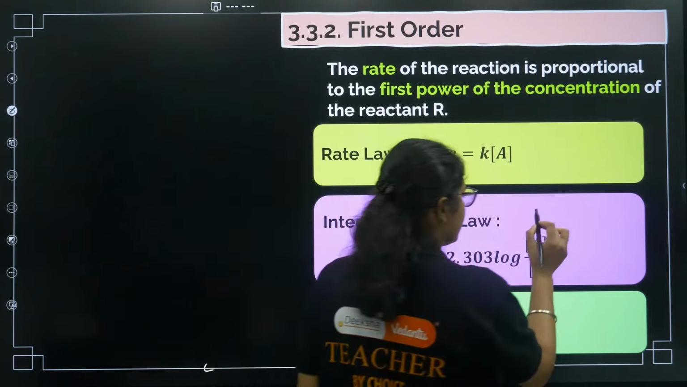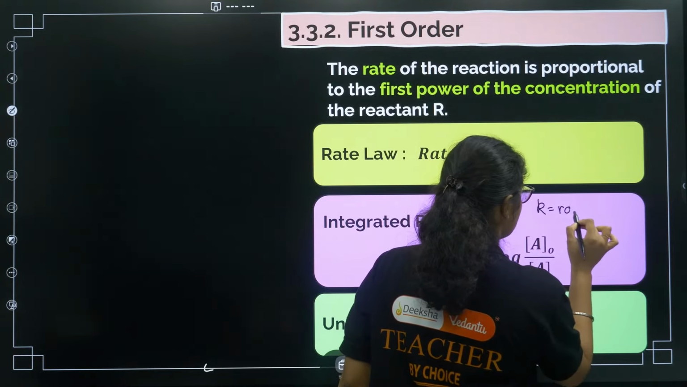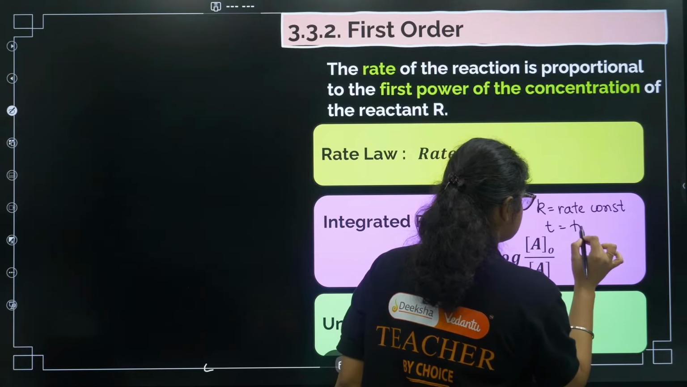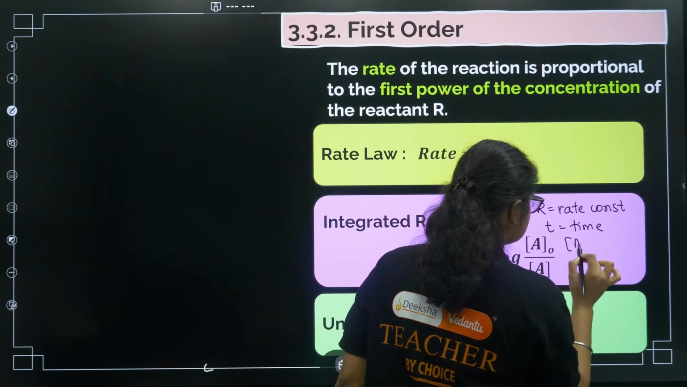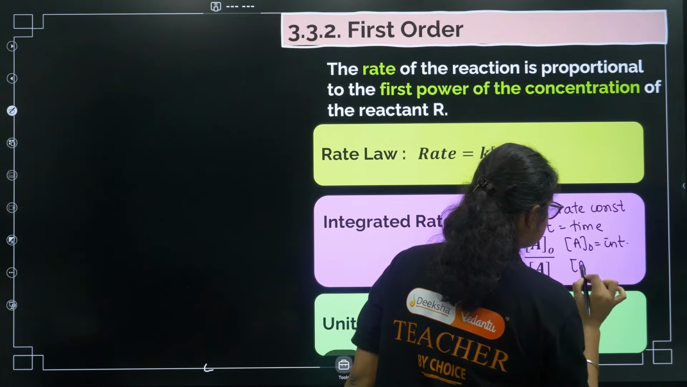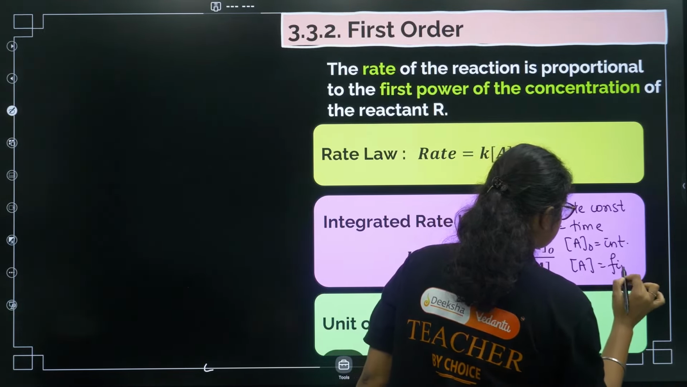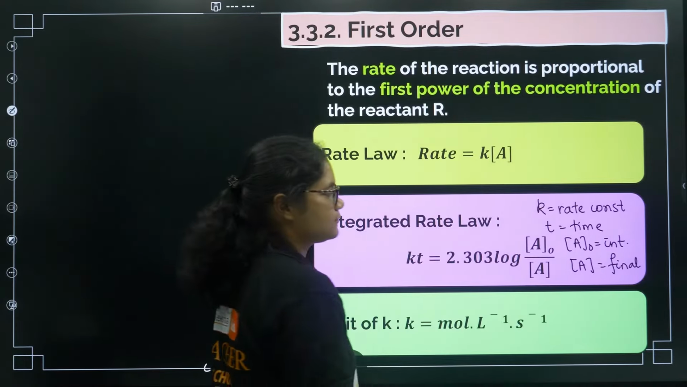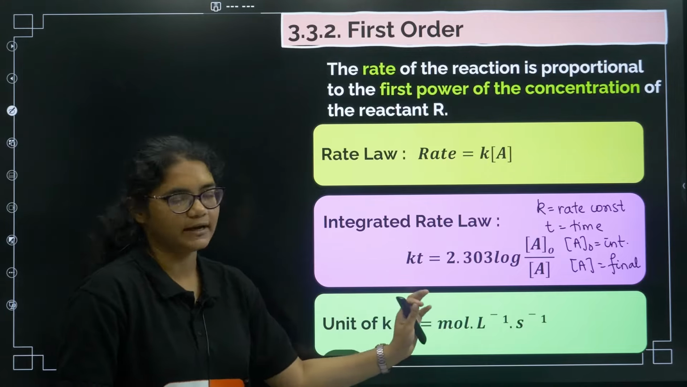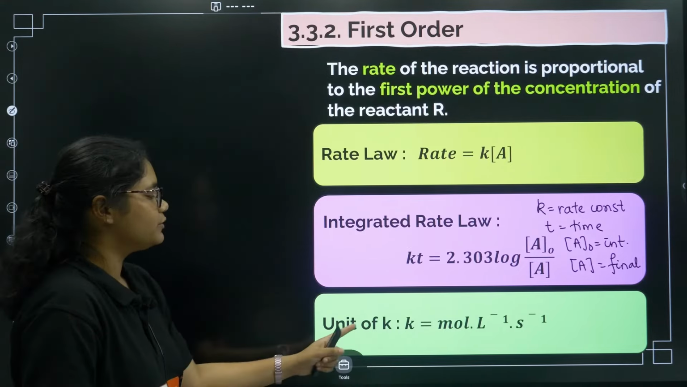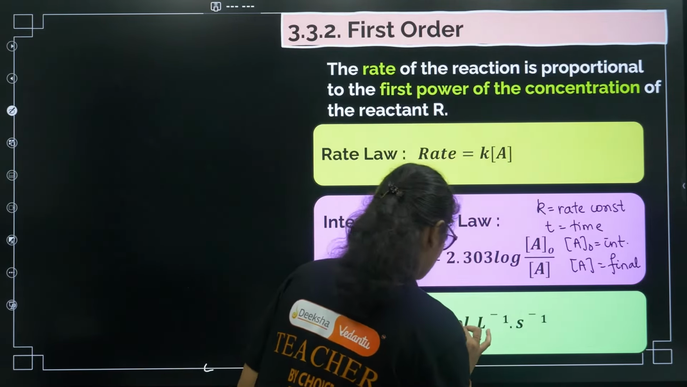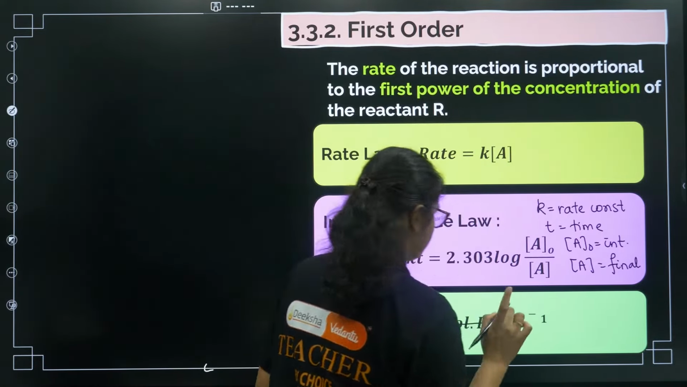Okay. Now what are these terms? Again I'll tell you, K is rate constant, T, all of you know, that is time. A naught is initial concentration, right, and A is final concentration. Okay, so these are the terms that we have discussed, and this will be the integrated rate law. Now coming to units of K, again we'll try what is the unit of K. Okay, so here there's a small error, I'll correct it. Unit of K here will be second inverse.